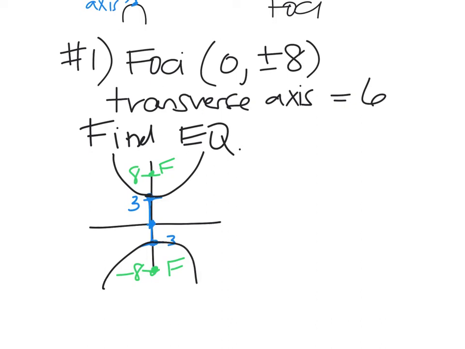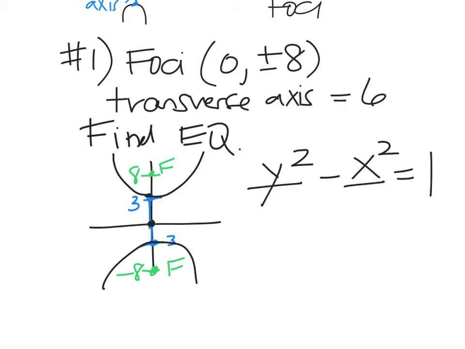All right? And then we're ready to put everything into our equation. So then we have to decide, well, which equation are we using? X first or Y first? Well, it's up and down. Y is first. And then (0, 0) is our center, so we don't really need to worry about h or k. So we're going to do y squared minus x squared equals 1.